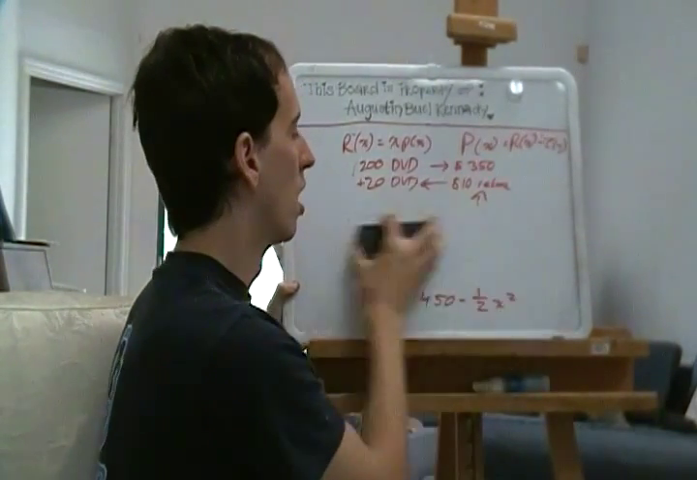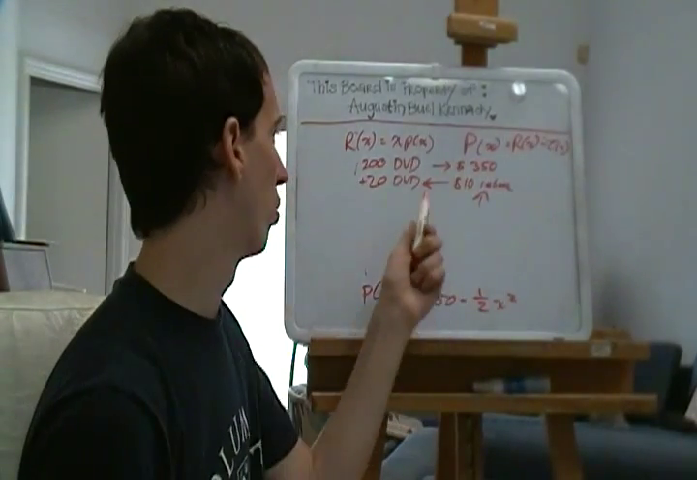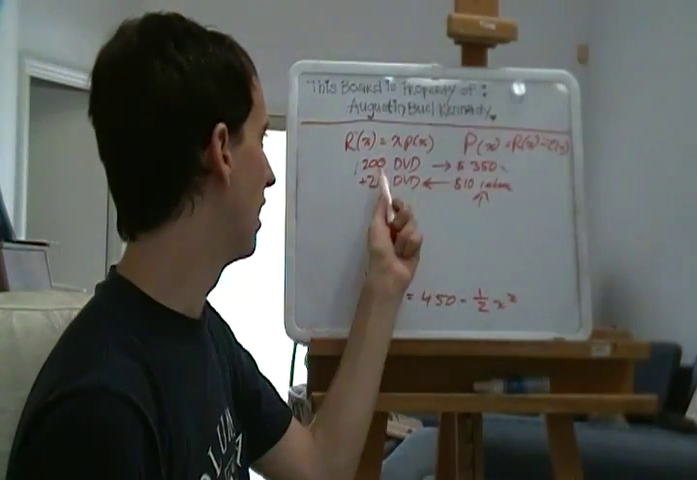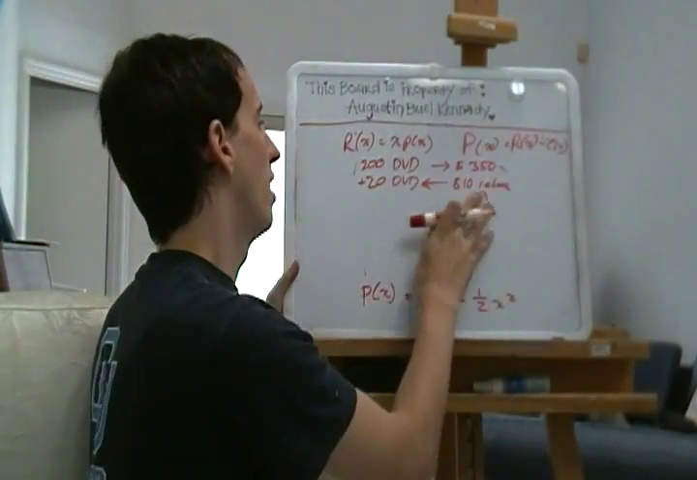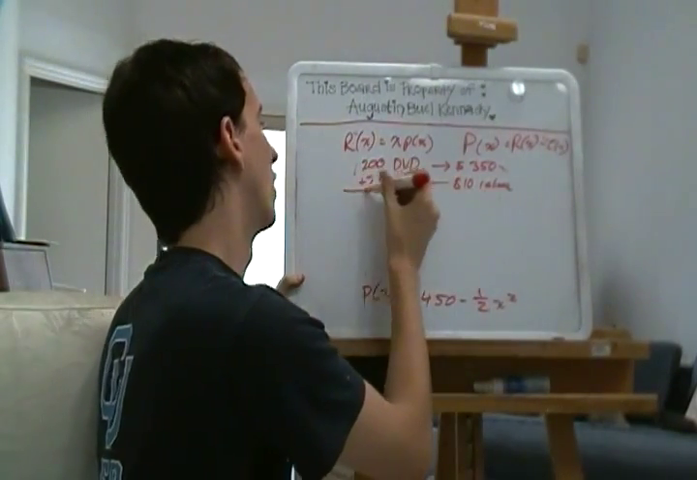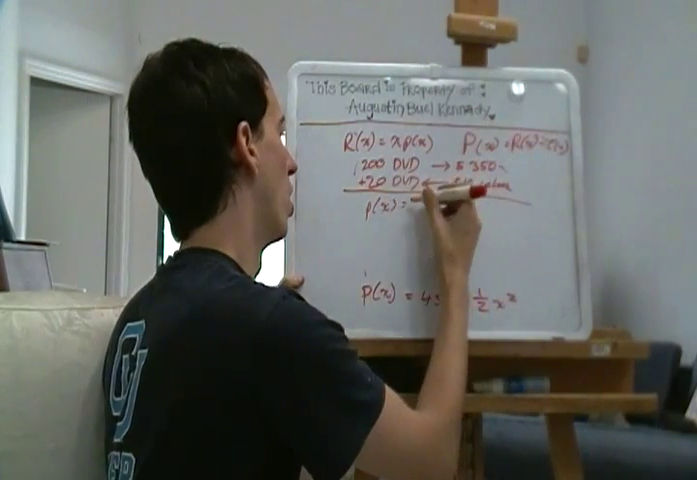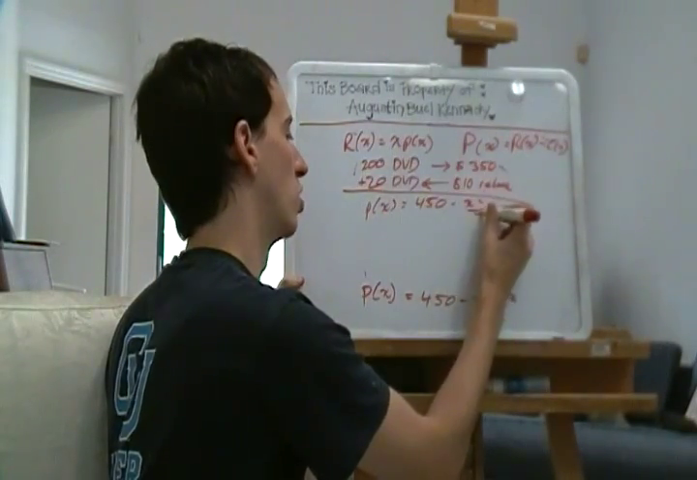350, or 450 minus 1/2 x, which is derived from these numbers here: the 350 that you start with and the effect of the rebate on the cost of the DVDs. So we've got the demand function, P of x equals 450 minus x over 2.